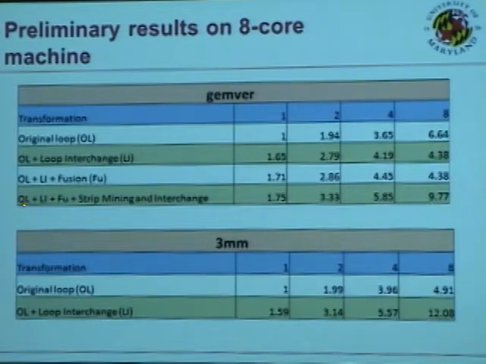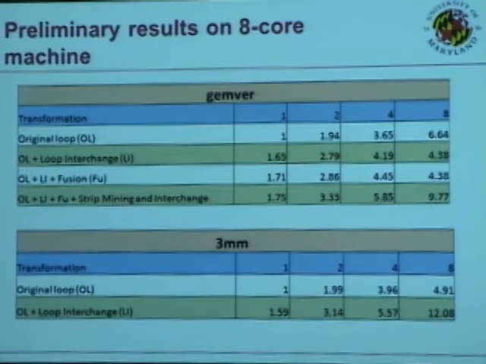It turns out if you take the original loop, then you do a loop interchange, then a fusion, then a strip mining, and then another interchange, in that exact order, here's what you get. On 1 core, with no parallelism, the performance improves from 1 to 1.75. So it runs 75% faster with no parallelism. Why? Because you improve cache performance.